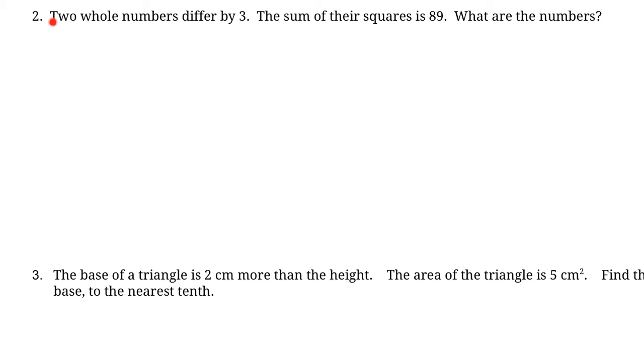So the first question says two whole numbers differ by 3. The sum of their squares is 89. What are the numbers? So it's asking us to determine the two numbers. So let's represent the first number by a letter. Suppose we let x be the first number. And we need a second number. So suppose we let y represent the second number.